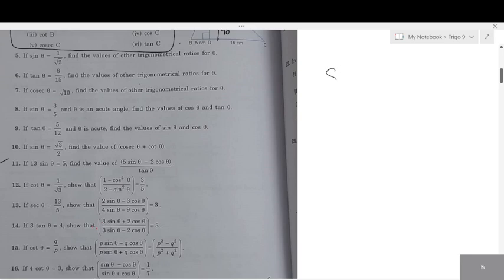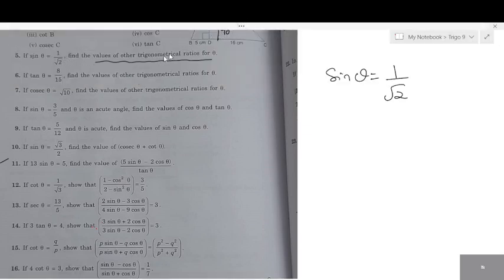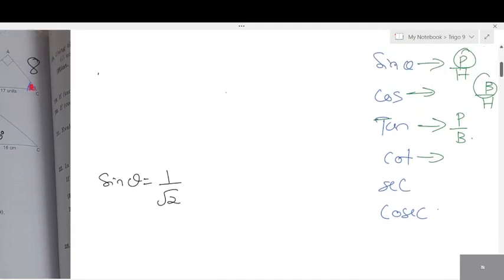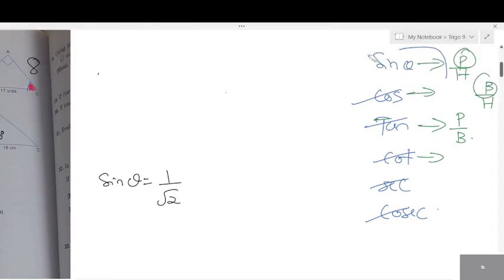What's the fifth question given? They have given us sine theta is equal to 1 by root 2. What do we need to find? Sine is already given. What are the things you have to find, students? Other trigonometry ratios. Now, in total, how many trigonometry ratios do we have? 6. In that, sine is given, right? So we need to find cos, tan, cot, secant, cosec. So you should know all the formulas, students.